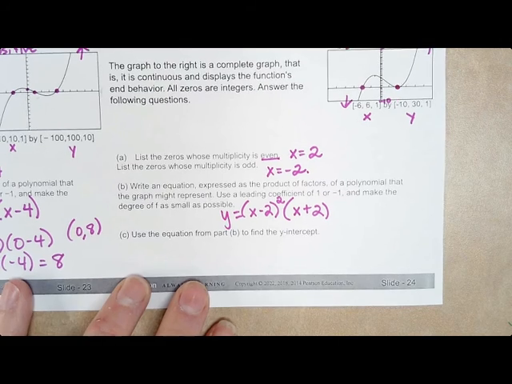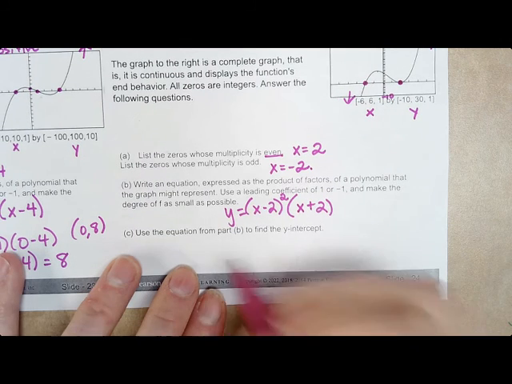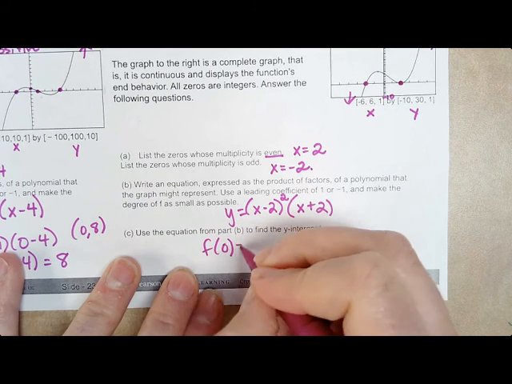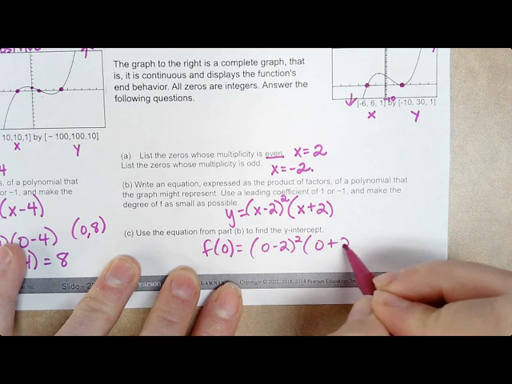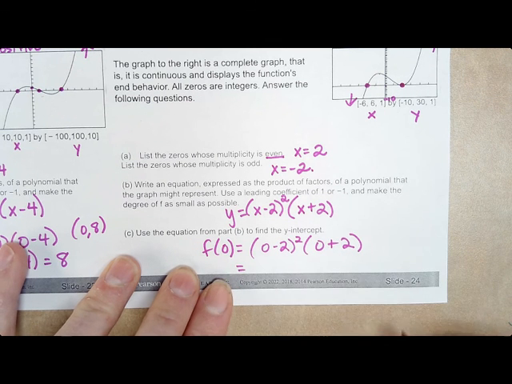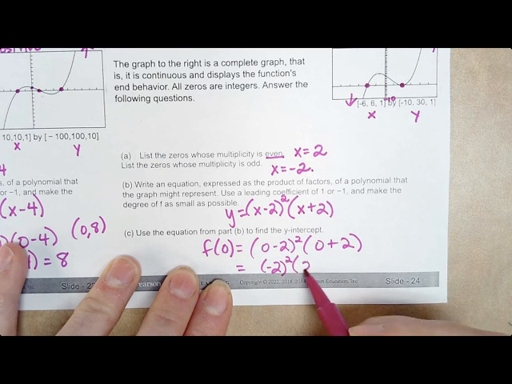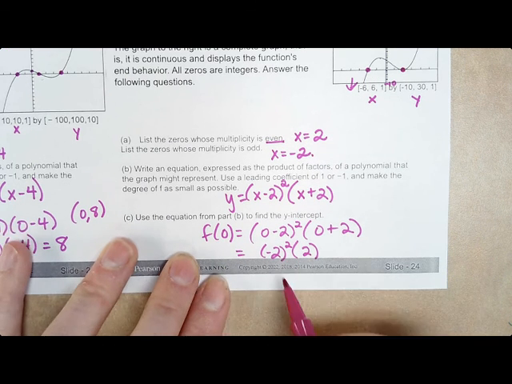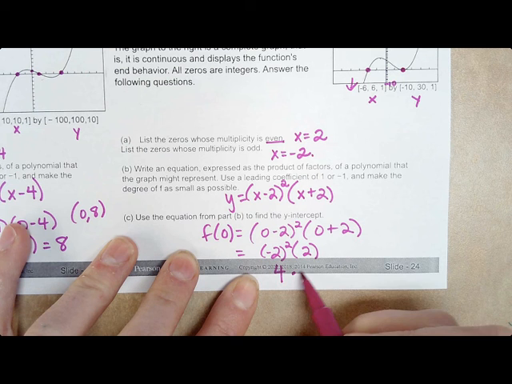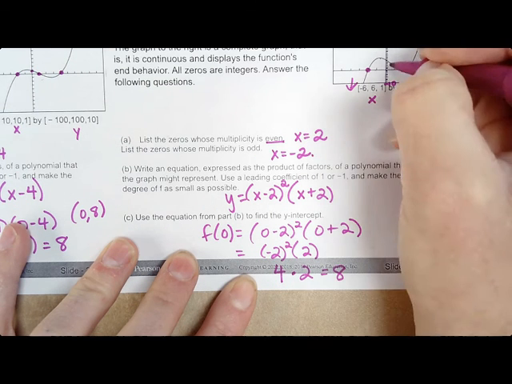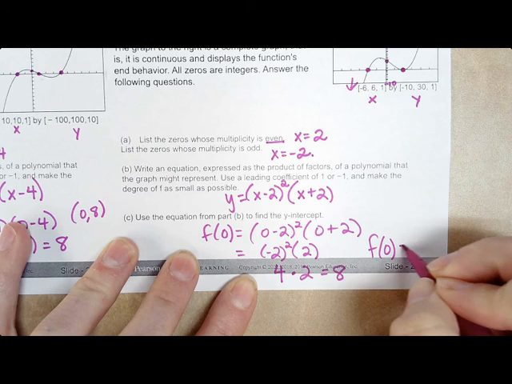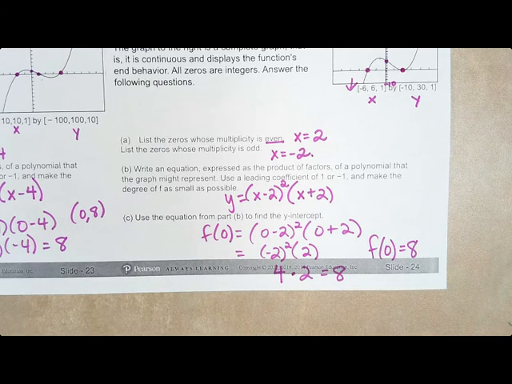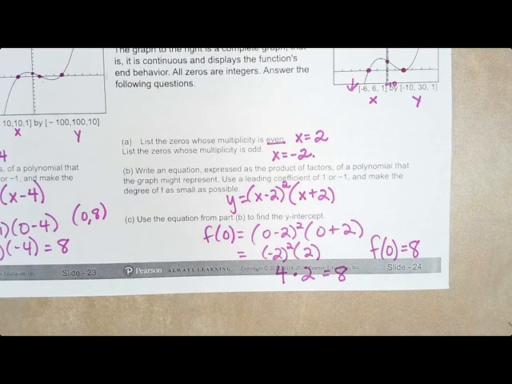And so we need to find the y-intercept. So f of 0 equals (0 minus 2) squared times (0 plus 2). So this would be -2 squared. This would be times 2. -2 times -2 is 4. 4 times 2 is 8. So it's saying that this is at 8. So f of 0 equals 8. Okay, so that is it to complete our notes.